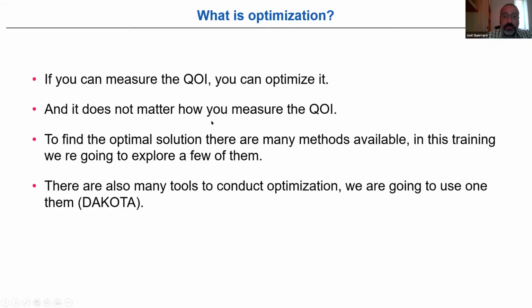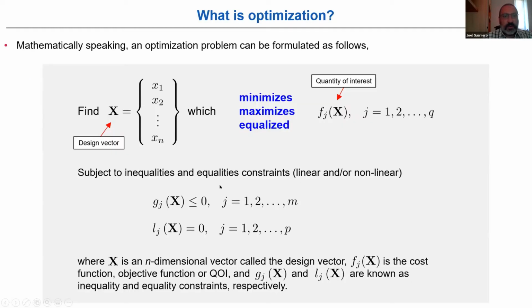To find that optimal solution, there are many methods available. In this training, we're going to explore a few methods, but also a specific tool, which is Dakota. But there are many tools to do that. You can use Python, MATLAB, whatever. You can write your own solver. They all do the same; the theory is the same, but some of them are easier to use, or you will have some preference. I have a preference for Dakota, and I will show you why I like to use it.